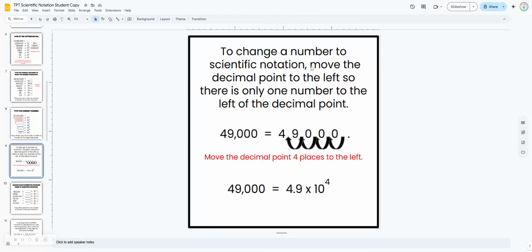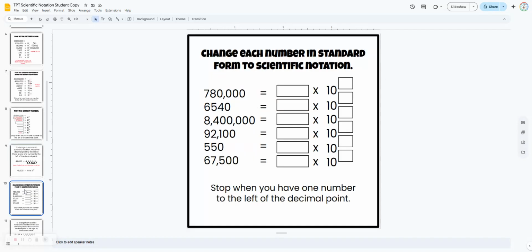Now to change a number to scientific notation, we're going to move the decimal point. Here we're going to move it to the left so that there's only one number to the left of the decimal point. If we start at the end, on a whole number, our decimal point's always going to be at the end. We're going to move 1, 2, 3, 4 places to the left. That would give us our exponent of 4. So 49,000 would be 4.9 times 10 to the 4th power. On the next slide, students are going to be changing each of these numbers in standard form to scientific notation.